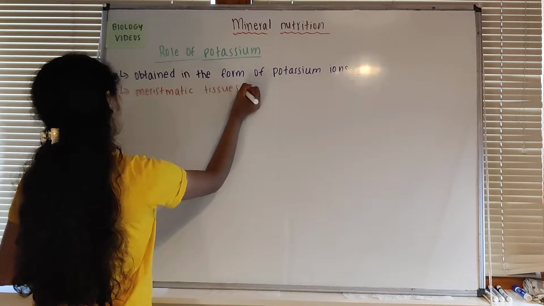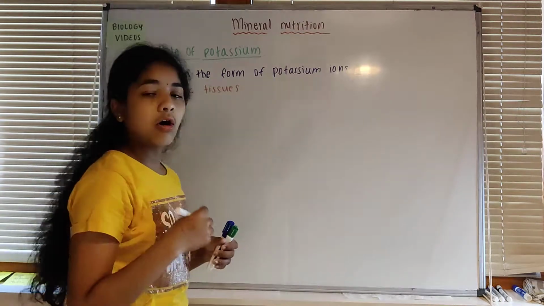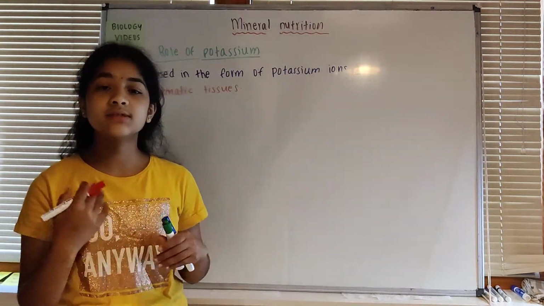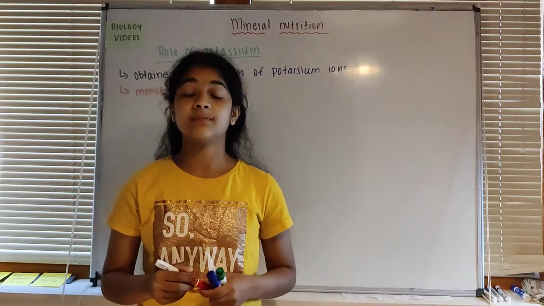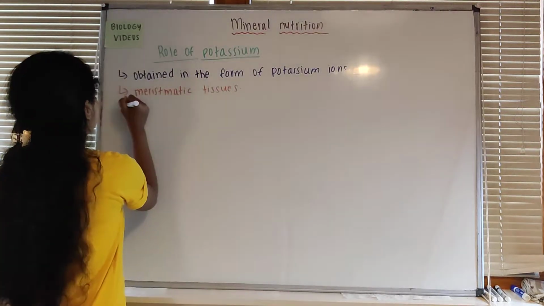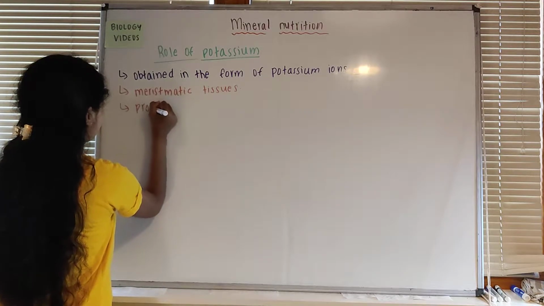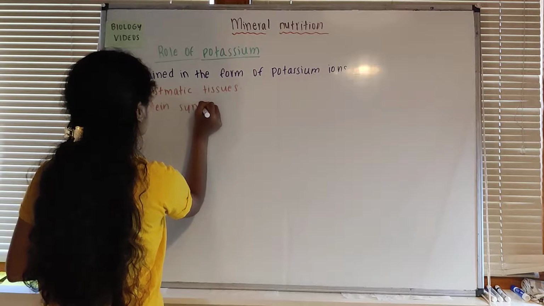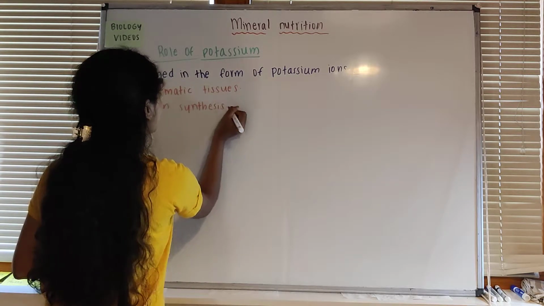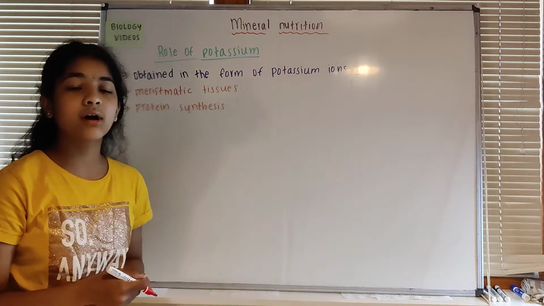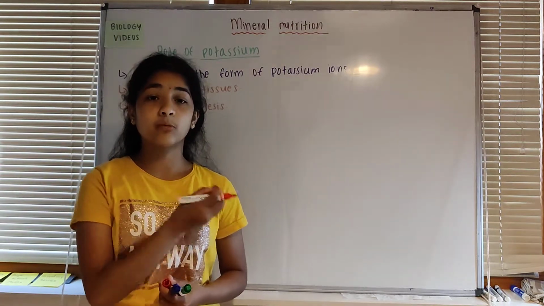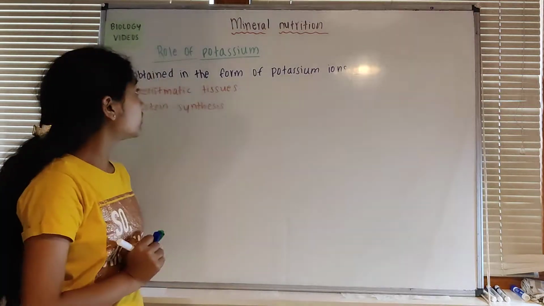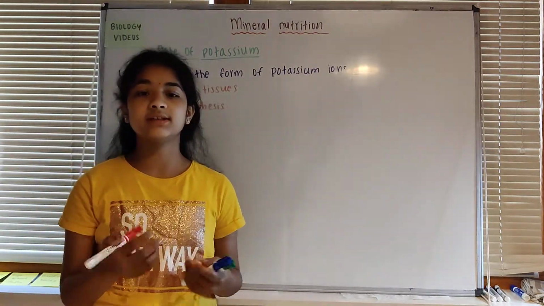It is present in almost every part of the plant body, but mostly in meristematic tissues, this element is present, that is potassium. The next thing, potassium helps in protein synthesis, that is amino acid synthesis. Amino acids are the building blocks of proteins. They are the smallest and basic units of protein. So it helps in amino acid synthesis or protein synthesis.